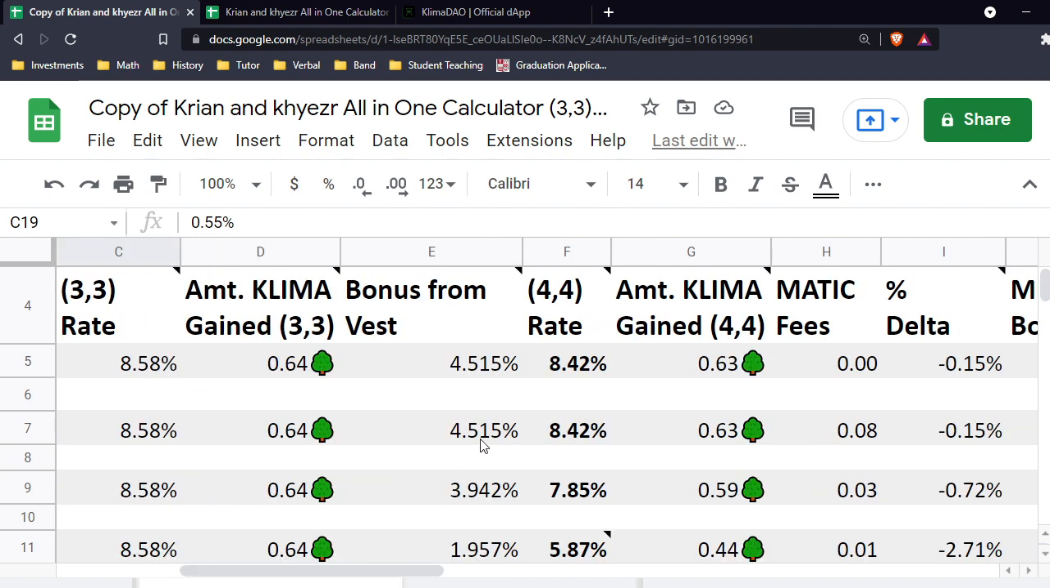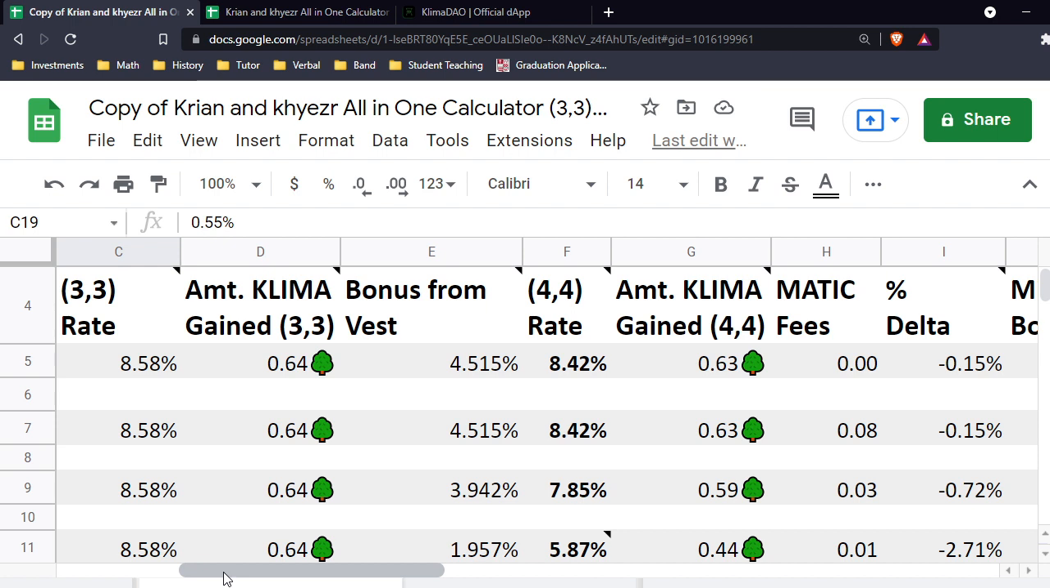This is the bonus from Vest. This is your bond bonus. Unfortunately, that bond bonus right now is going to give us a lower rate over 5 days than if we had just staked. The reason is the bond discount wasn't high enough, because if you had bonded the BCT instead of just buying Klima outright, you would have to wait over a 5-day vesting period to have collected all of that BCT.